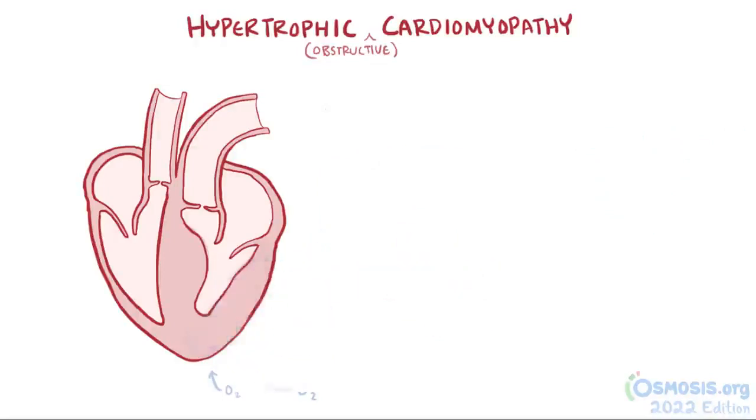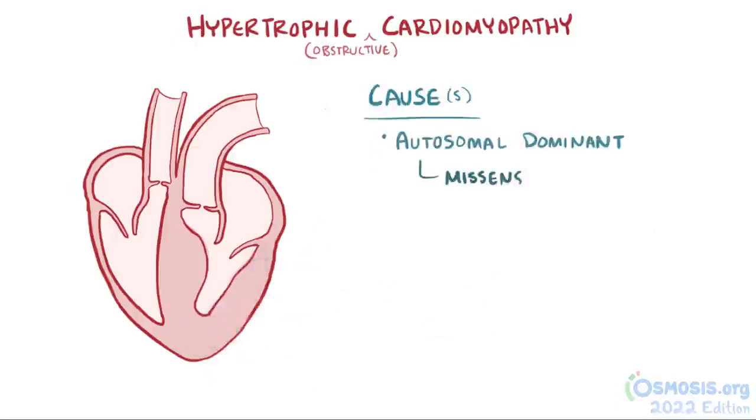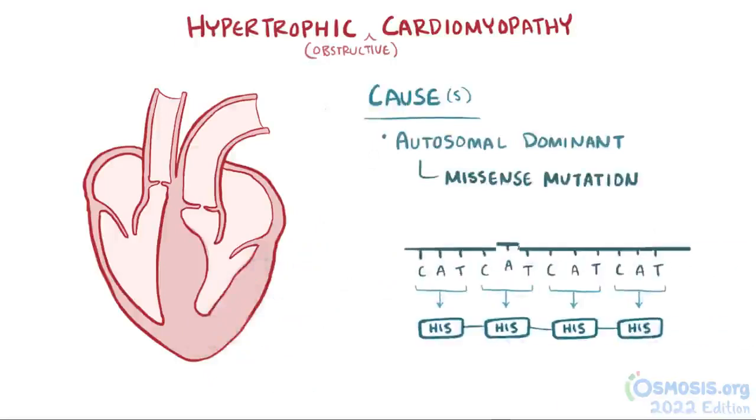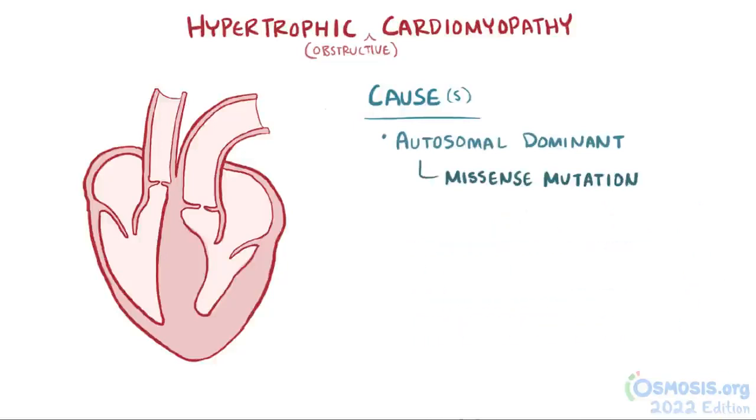Now, the majority of cases of hypertrophic cardiomyopathy are inherited as an autosomal dominant trait, and caused by a genetic missense mutation, where a single nucleotide is swapped, causing a different amino acid to be coded for. This type of mutation usually happens in one of the genes that encode for proteins in the sarcomere of the heart muscle.